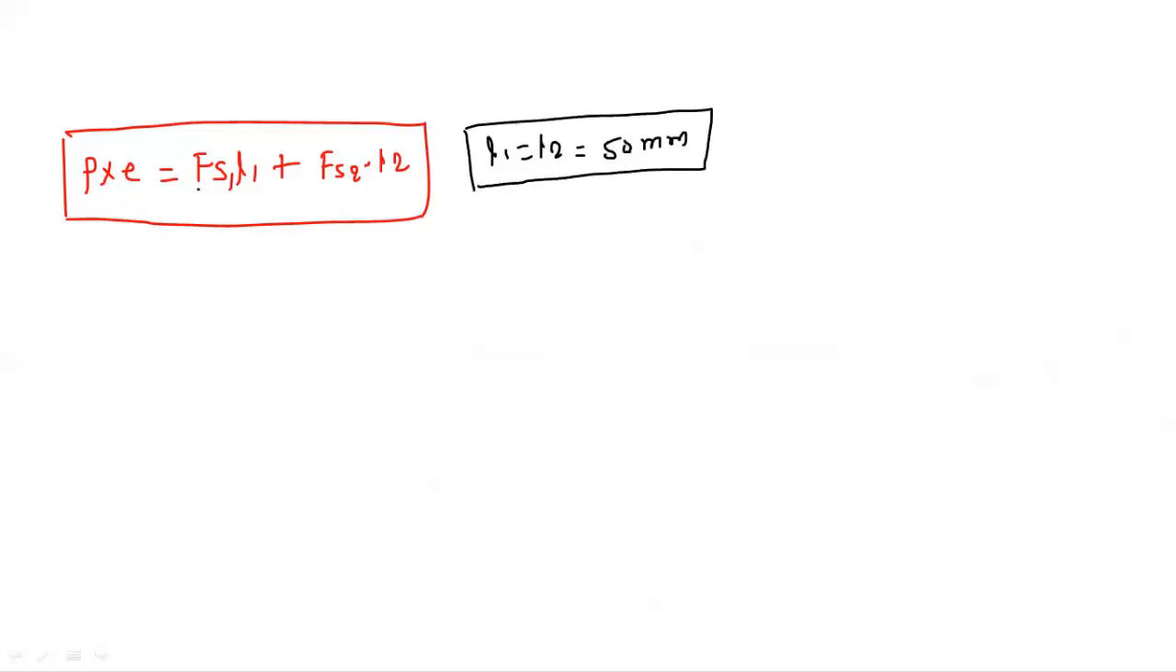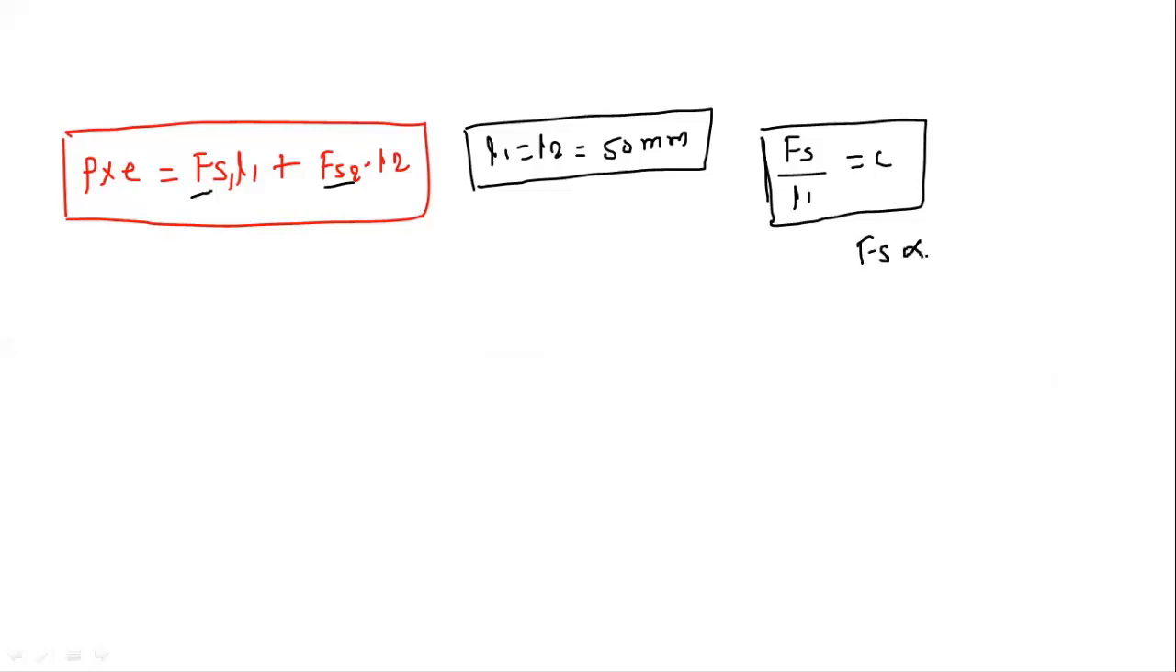Now, sir, you may get confused: L1 and L2 are known, but how can I calculate Fs1 and Fs2, because both are unknown? So, my dear friends, just keep in mind one thing: secondary shear force Fs upon L is always constant. Or you can say the secondary shear force is directly proportional to length. That's why Fs upon L is equal to constant.